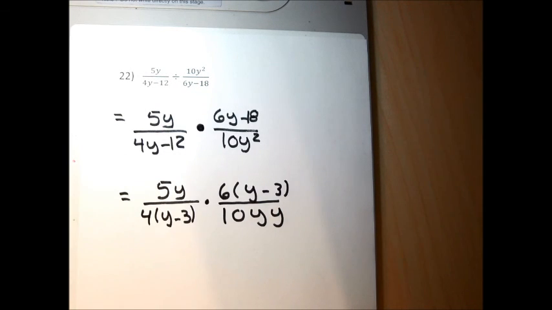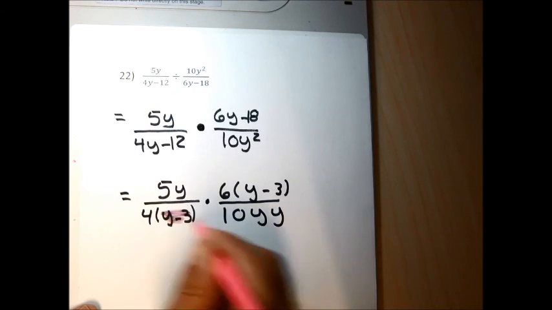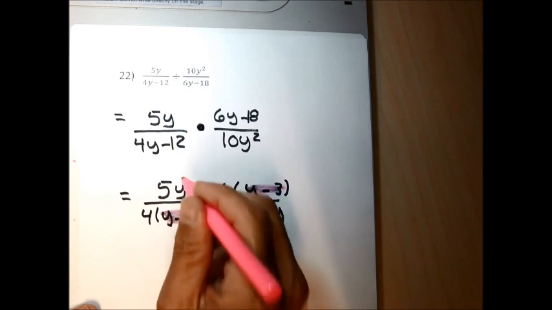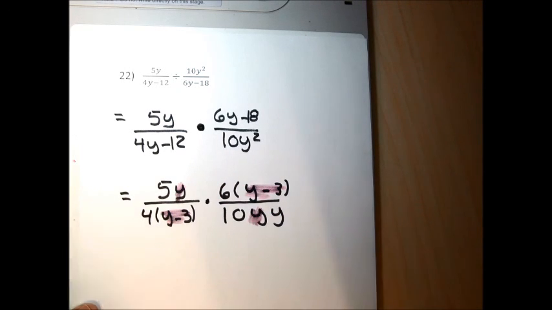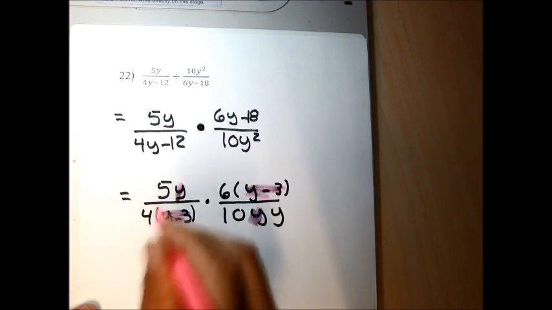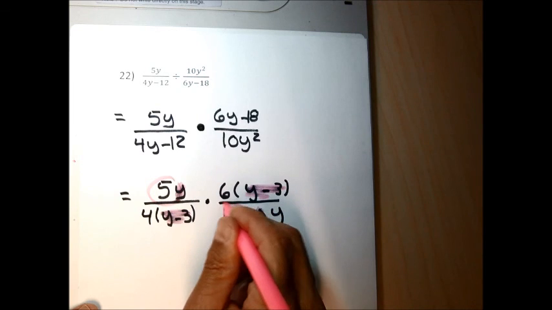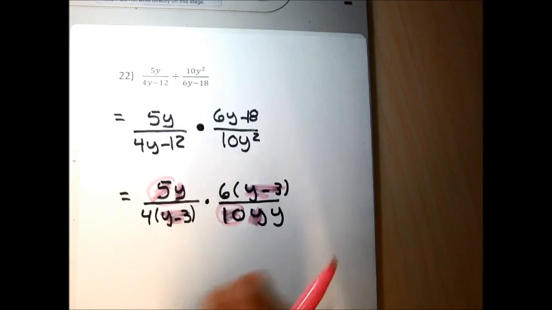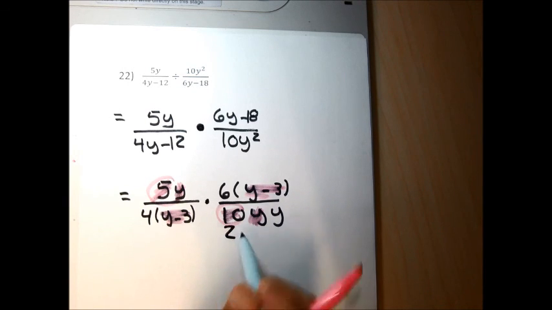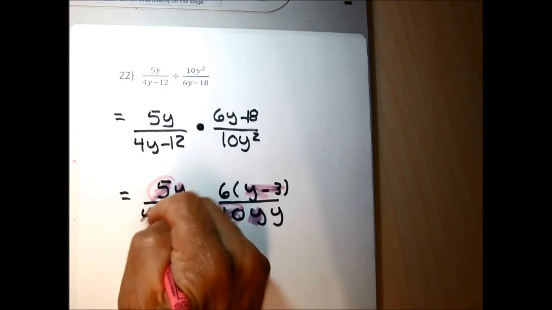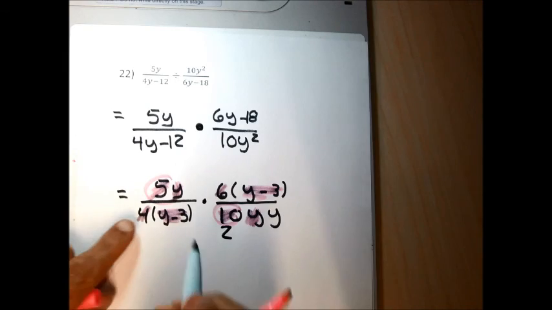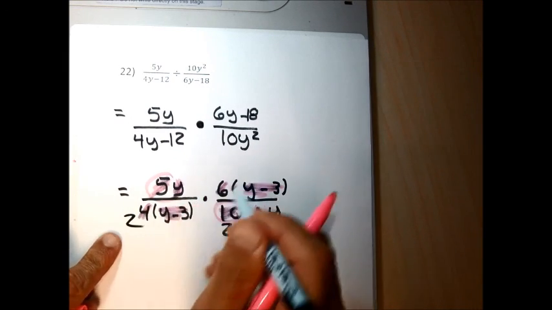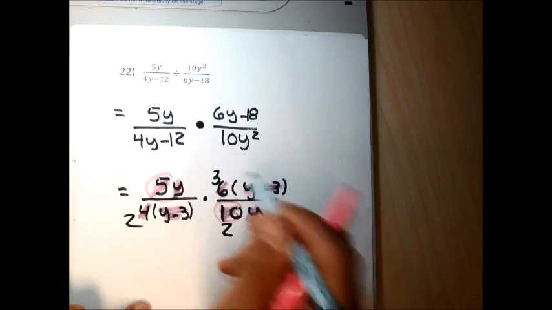Now I can cross cancel, up and down cancel. This y minus 3 and that y minus 3 will cancel. This single y will cancel with one of those single y's. I can cross cancel this 5 with this 10. 5 divided by 5 is 1, but 10 divided by 5 is 2. I can cross cancel this 4 and this 6. 4 divided by 2 is 2. 6 divided by 2 is 3.